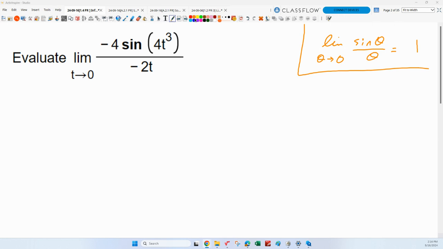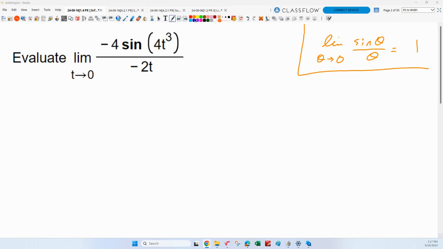What are we missing here? What does our theta have to be? It has to be 4t cubed, because that's what's trapped inside the sine function. I can't really manipulate the angle inside the sine function easily at all. I can, through a combination of half angle formulas and double angle formulas, but you don't want to do that. That's a lot of work. So we're stuck with theta being 4t cubed. It's pretty easy for us to manipulate the theta that ends up on the bottom. What do I need to be on the bottom?